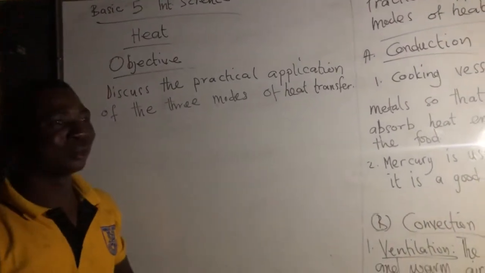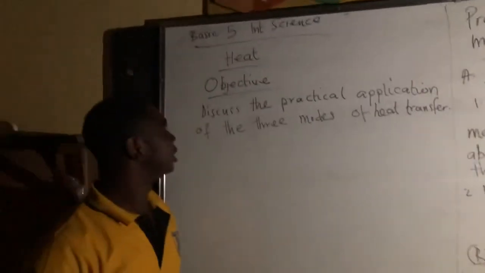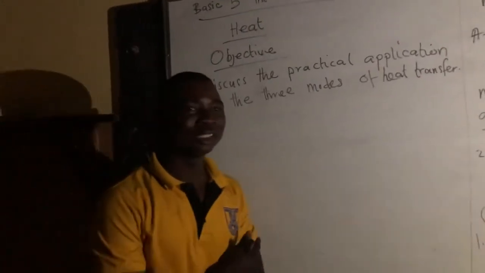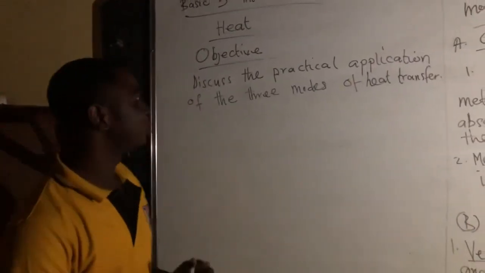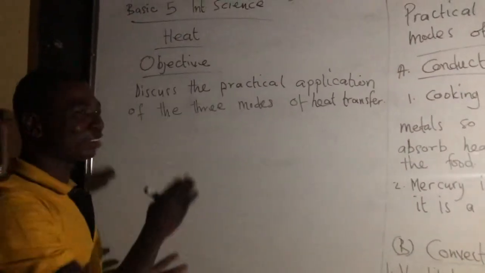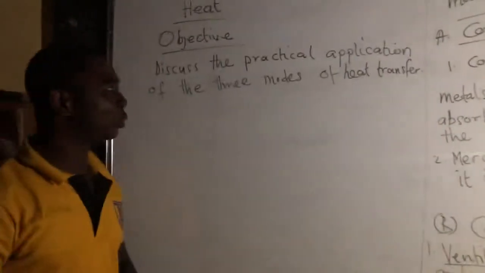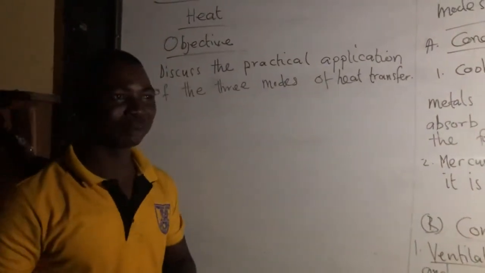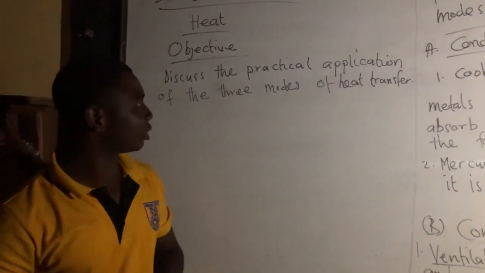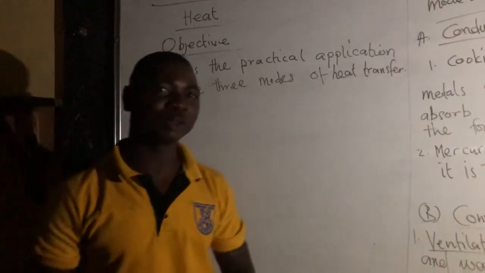This is for Basic 5 science. What are we to learn at the moment? We are still on heat, and we want to discuss the objectives. One, discuss the practical application of the three modes of heat transfer.